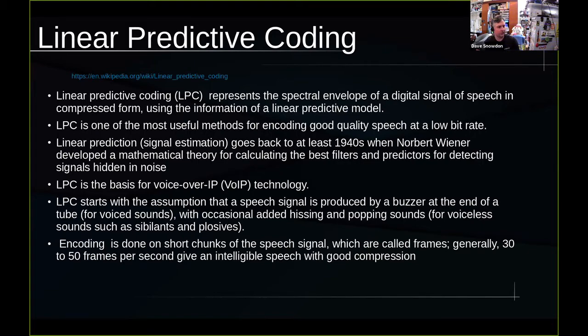It dates back to the 1940s, and it has a fairly bizarre, well, to me it sounded bizarre, assumption that a speech signal is basically a buzzer at the end of a tube with occasional hissing and popping sounds. Apparently, it sounds like a fairly simple model, but actually works really well. Then you break it up into frames, about 30 to 50 times a second, and that gives you a model that you can play speech with, and you'll see at the end how good or not it actually sounds.